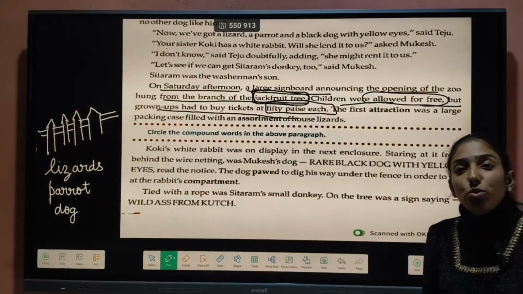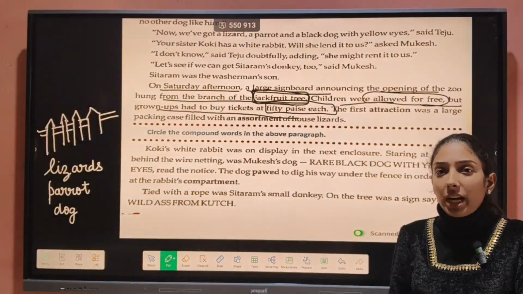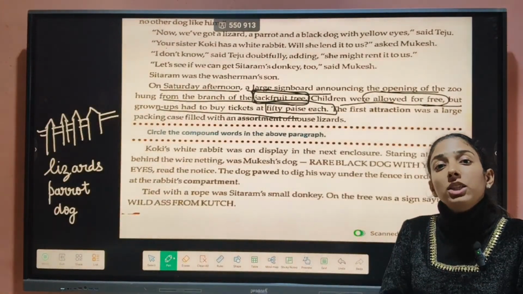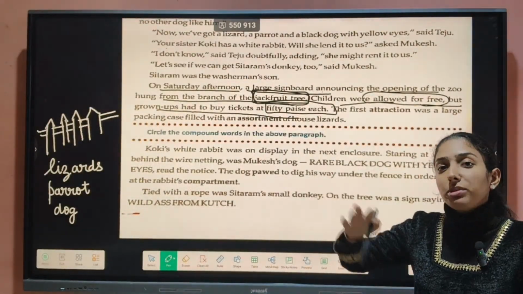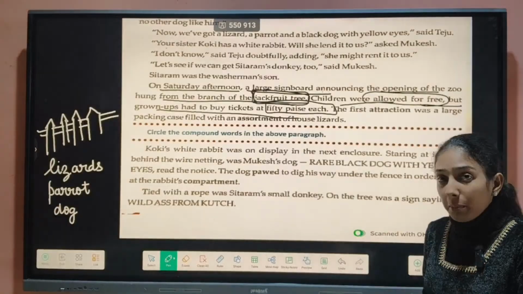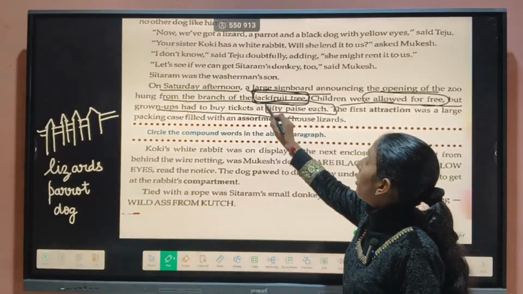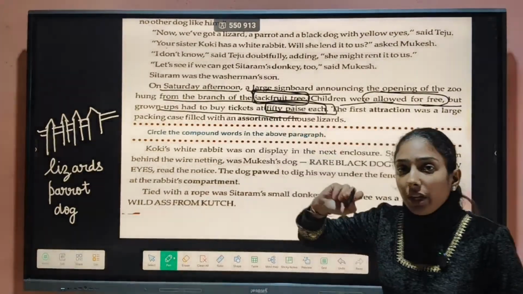In that zoo, what was the special thing, beta? That zoo was free for the children, but grown-ups, adults, have to pay money for the tickets. Okay, 50 paise each ticket.